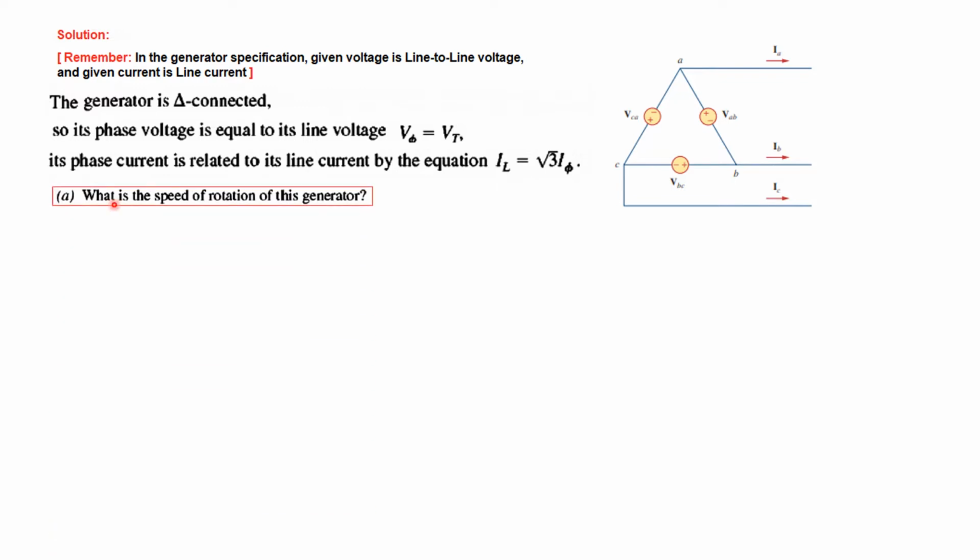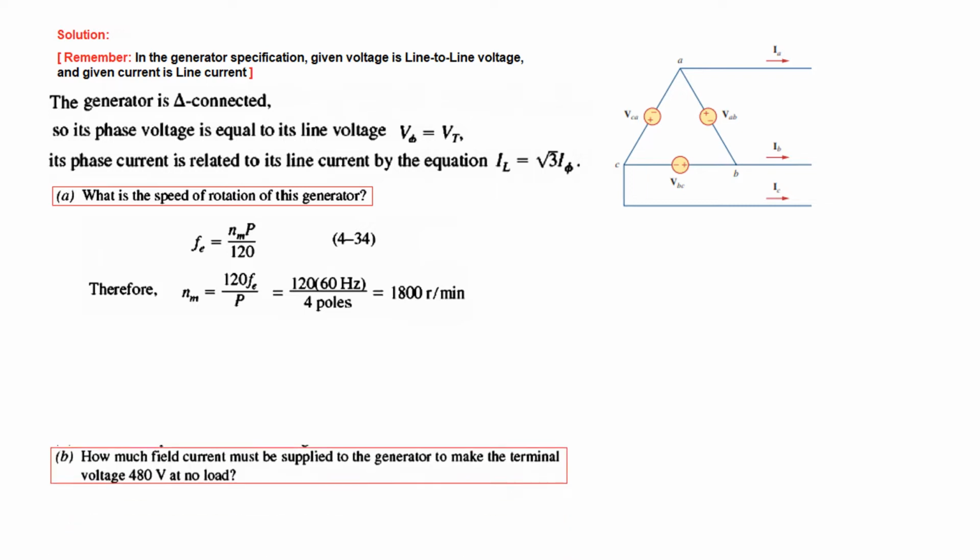So anything more we have to multiply by root 3. Now the first question, what is the speed of rotation of the generator? I hope you remember the formula for speed. Frequency is given by speed multiplied by number of poles divided by 120. So from here we can calculate the speed to be 120 times frequency divided by poles, and putting the value of frequency 60 hertz given in the question, 4 poles given, our speed will be 1800 revolutions per minute. So that is part A.